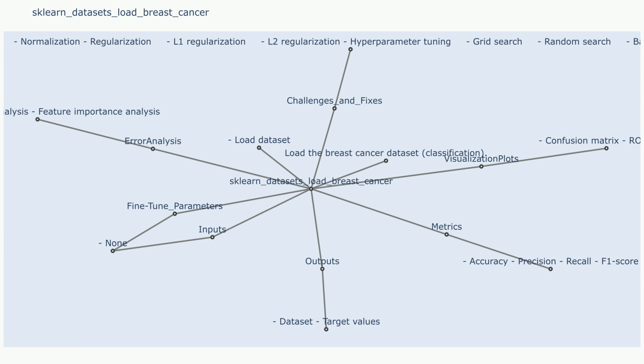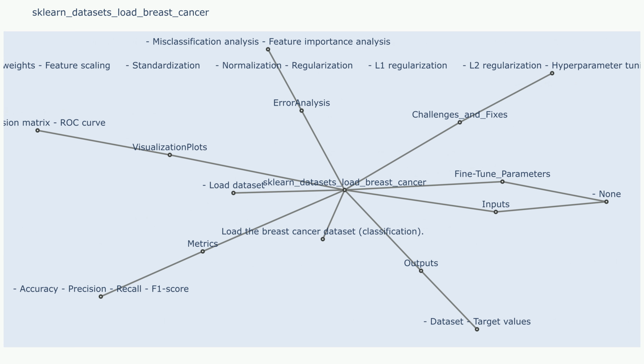Fixes to challenge 3: feature selection, selecting a subset of the most informative features. Dimensionality reduction, reducing the number of features using techniques such as PCA. Regularization, adding penalties to the model's parameters to prevent overfitting.